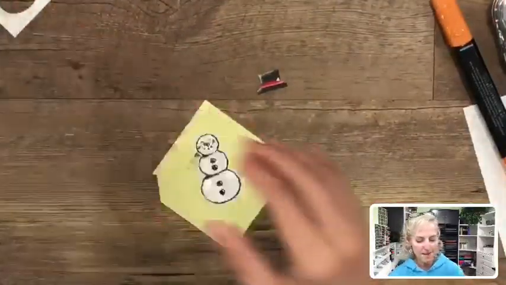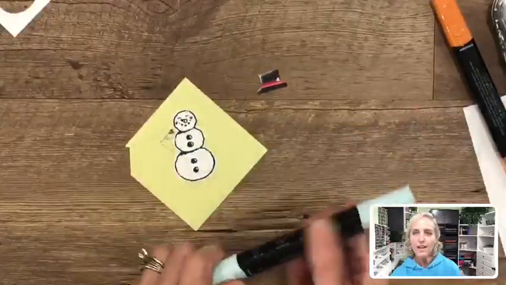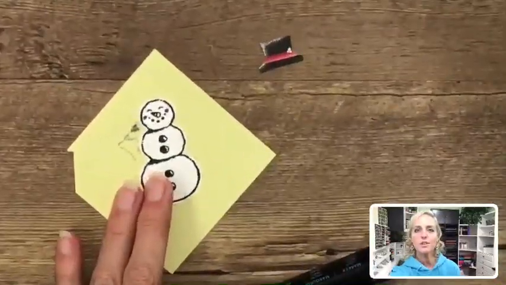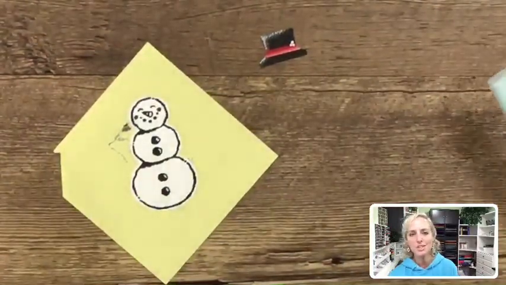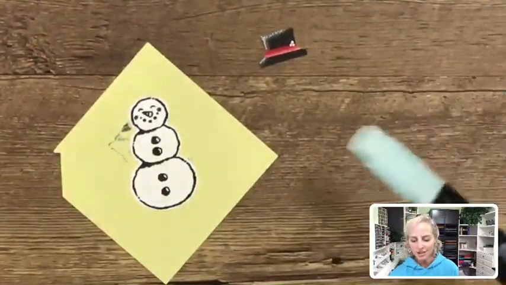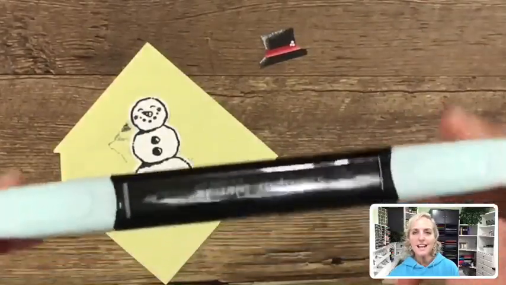Let's cover the ink pad up. We don't want to make a mess, so we're going to get that out of the way. Okay, so I'm going to zoom in a bit, and I'm going to show you some very, very simple ways to add a little bit of dimension, a touch of color to this snowman. This is the ideal color.